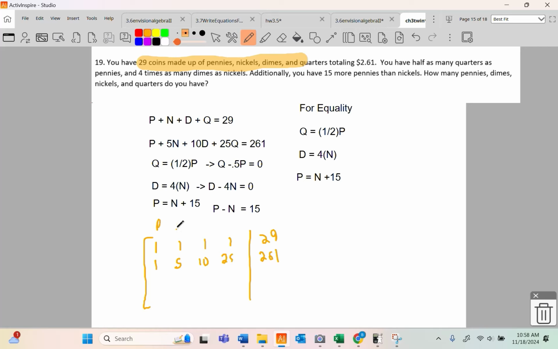Let's see, we have P, N, D, Q. This one has 1 quarter and it's take away 0.5 penny, placeholders, 0. This one has 1 dime. We're taking away 4 nickels, placeholders. Oh, there's another row, isn't there? And the last one is p minus n, so 1 penny minus 1n, 0, 0, 15. So this had 4 variables. It had to have 5 equations.